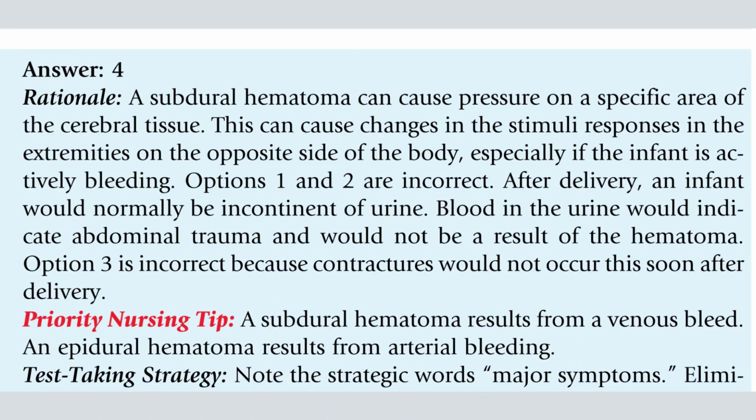Answer: 4. Rationale: A subdural hematoma can cause pressure on a specific area of the cerebral tissue. This can cause changes in the stimuli responses in the extremities on the opposite side of the body, especially if the infant is actively bleeding. Options 1 and 2 are incorrect. After delivery, an infant would normally be incontinent of urine. Blood in the urine would indicate abdominal trauma and would not be a result of the hematoma. Option 3 is incorrect because contractures would not occur this soon after delivery.